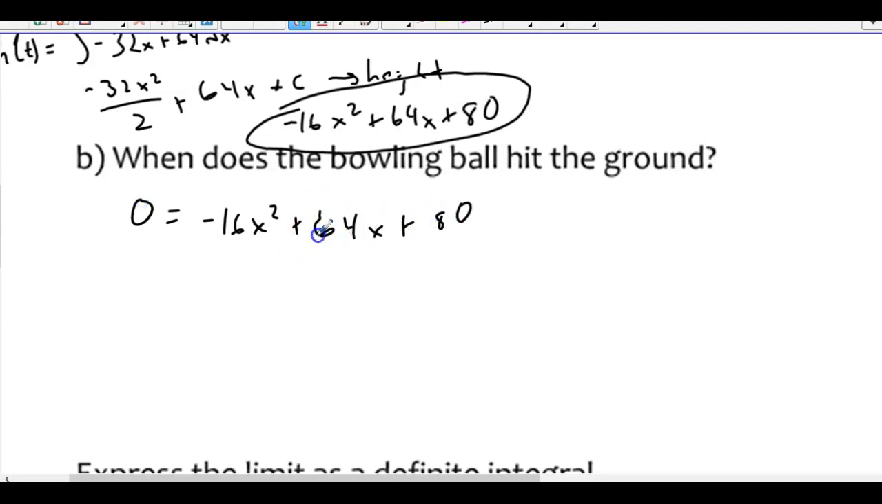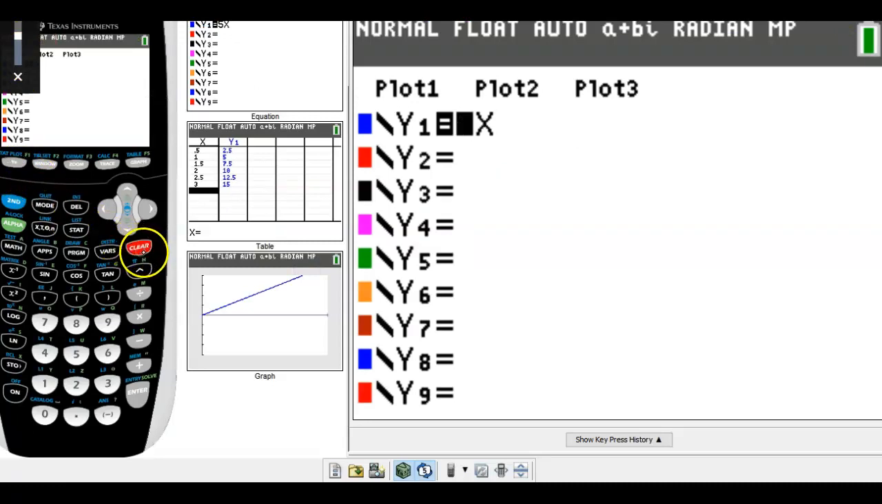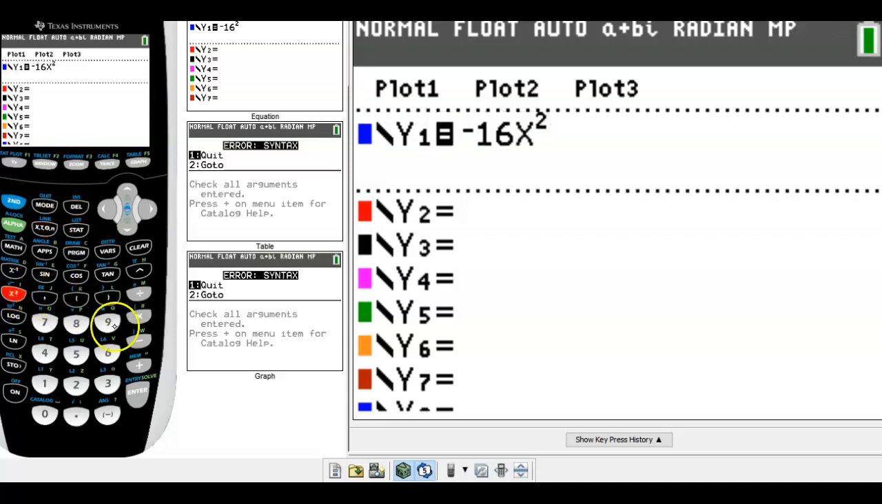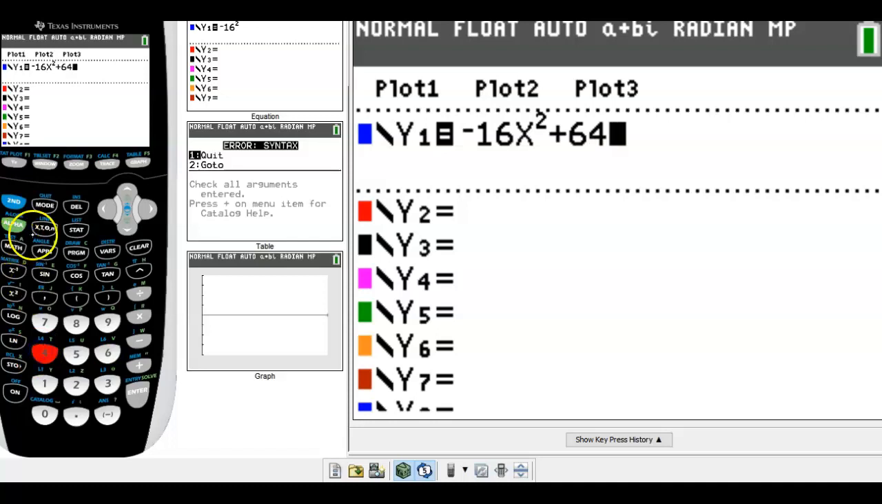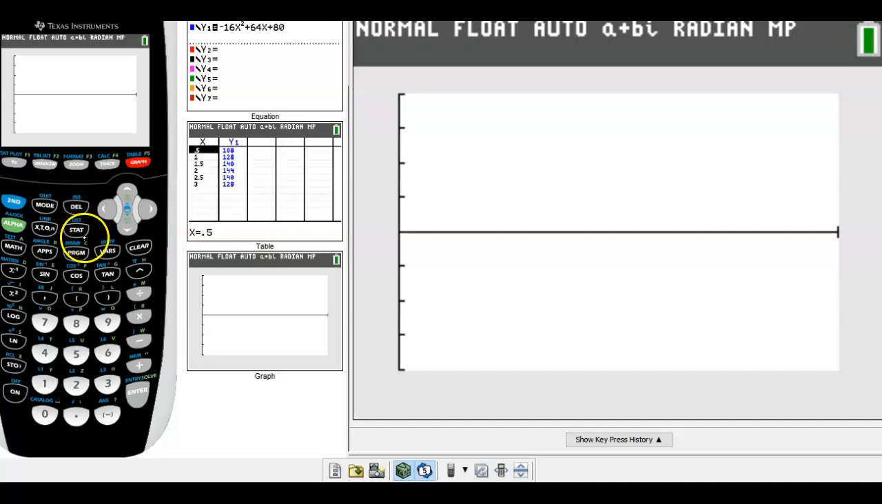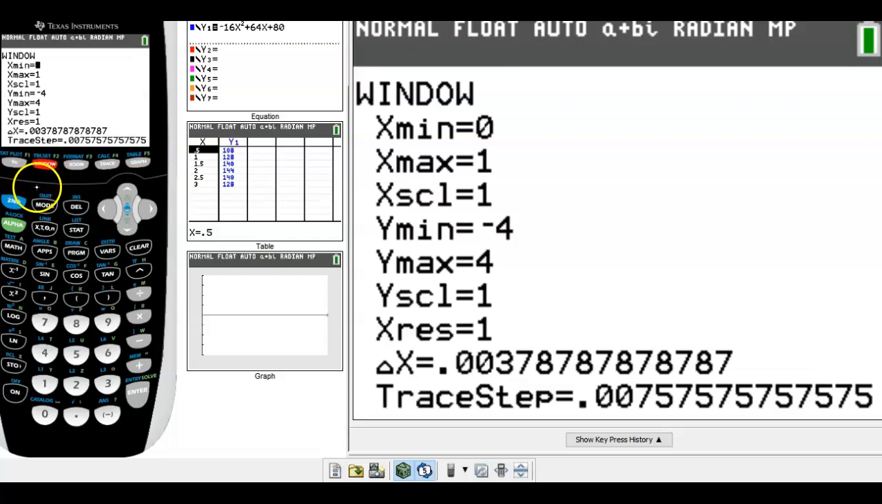And again, you can just factor this, to be completely honest, or graph it in your calculator. So, again, negative 16x squared plus 64x plus 80, and we graph that. I know this isn't to scale at all, and it really doesn't matter. I know it's going to be a quadratic. I just need to figure out where this whole thing equals 0.